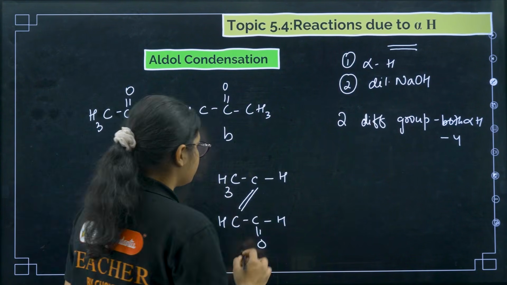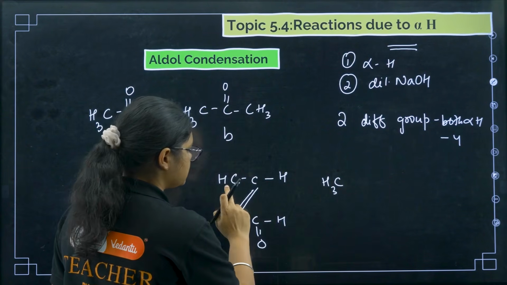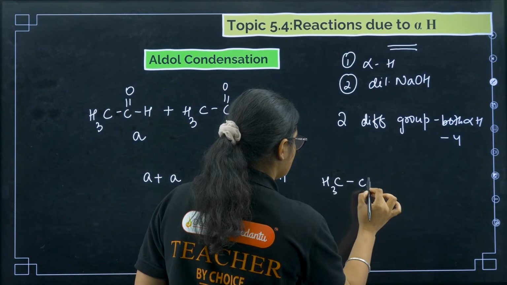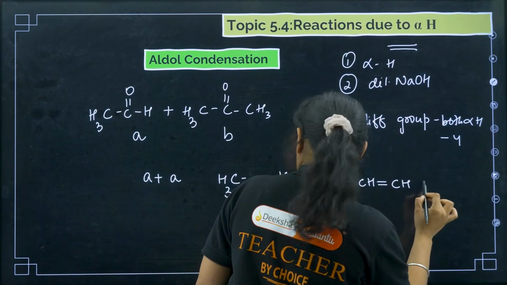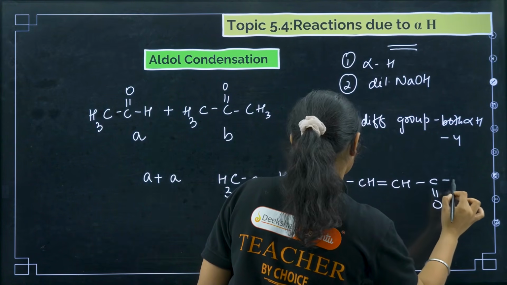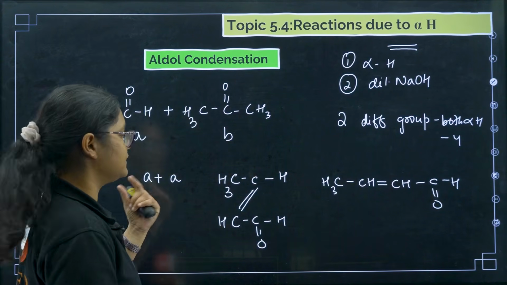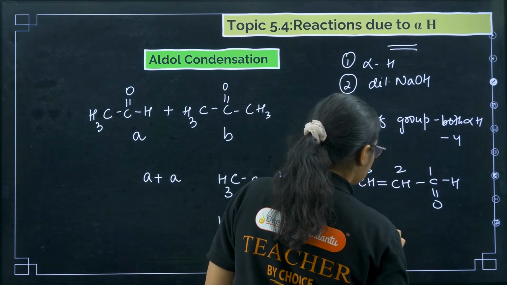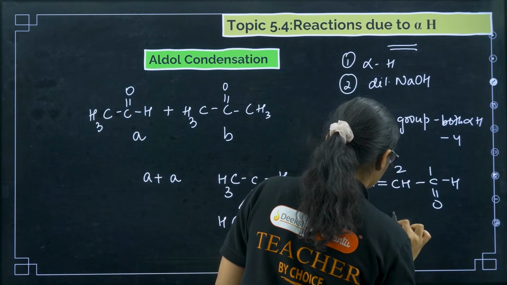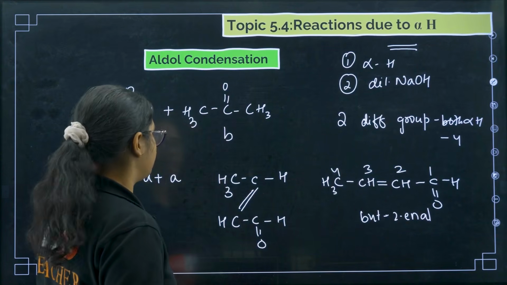How will you write it? So I can write like this. If I write in the straight chain, see, CH3 is there, then I have CH. Okay, then this carbon is having a double bond CH, then you will have CHO. Okay, this is the product of A plus A. What is the name of this product? 1, 2, 3 and 4, so I can write but-2-enal. Okay, A plus A.